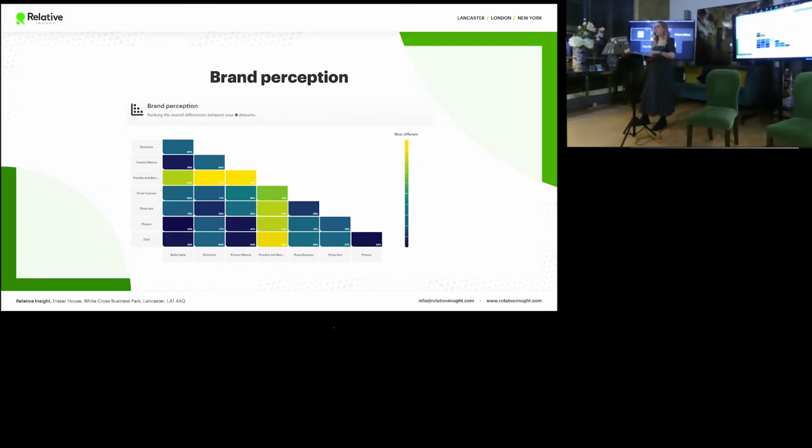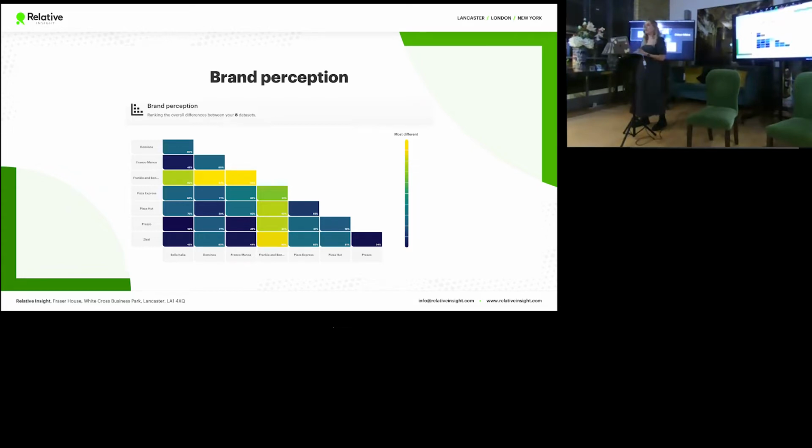So here is another heat map, this time looking at brand perception. This is just a reminder that this is how consumers are talking about the brands online, on social media. So again, what strikes me straight away is that Frankie and Benny's is the most different. This is highlighted by the yellow tiles. And when we've looked into this further, it's actually because consumers are talking about a large number of stores that are closing down, whereas the other brands have not seen such store closures.